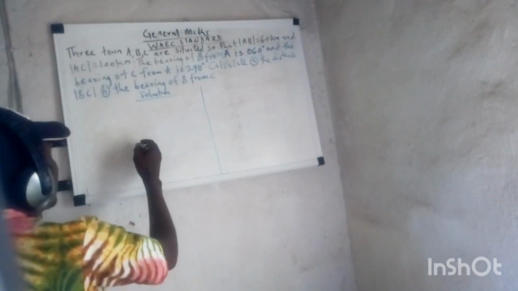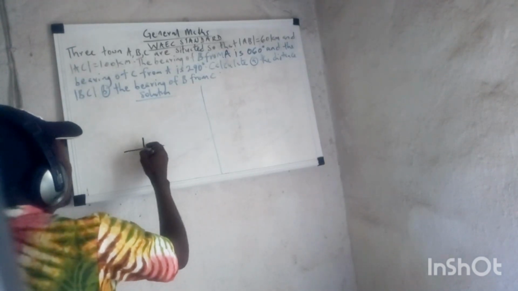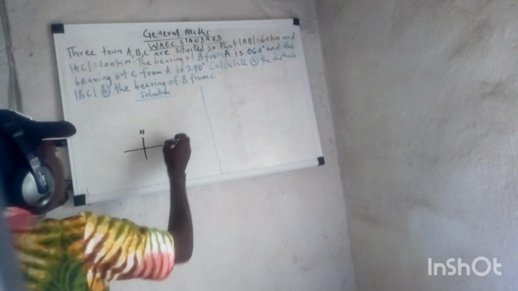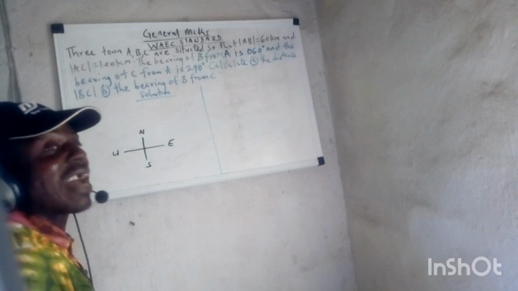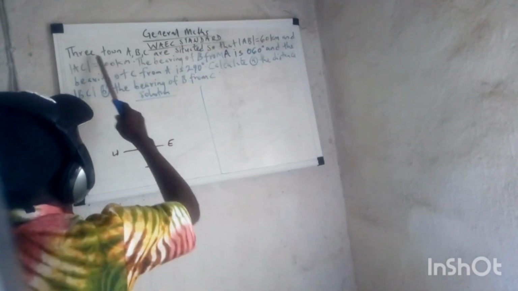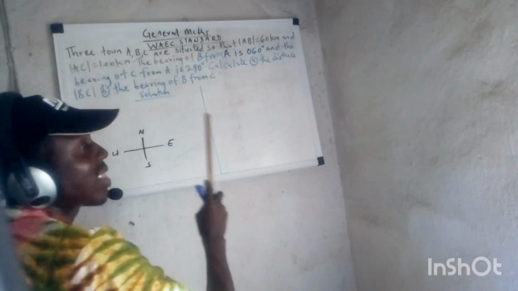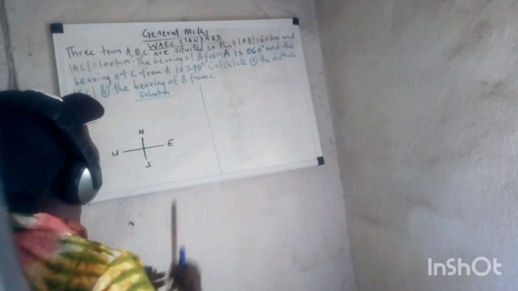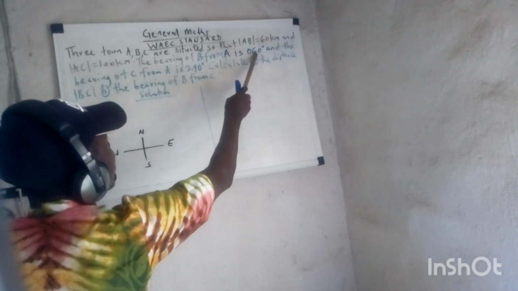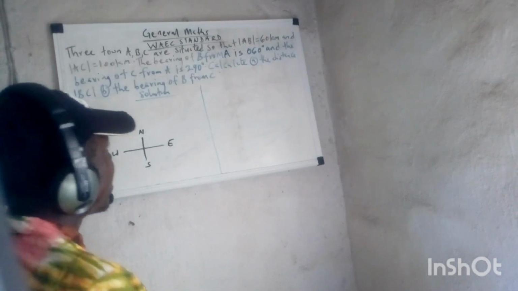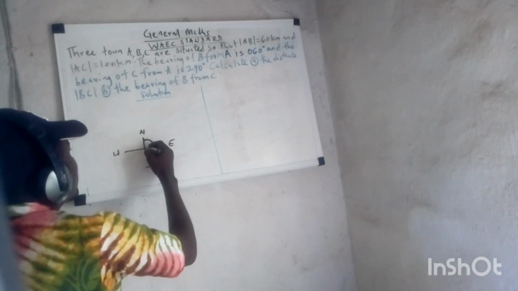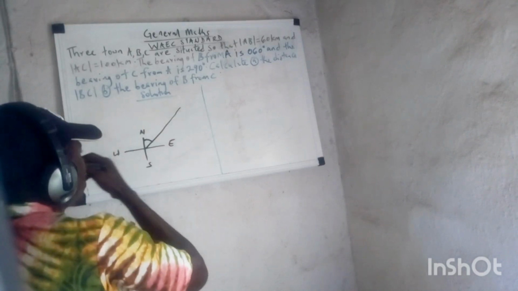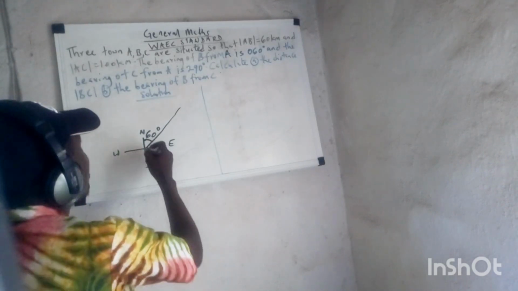So let's get started. We have the four cardinal points: north, east, south, and west. We focus on the direction first. Three towns ABC are situated. The bearing of B from A is 60 degrees, and according to the definition, we have to go clockwise. So 60 degrees, we have this. The bearing of B from A.